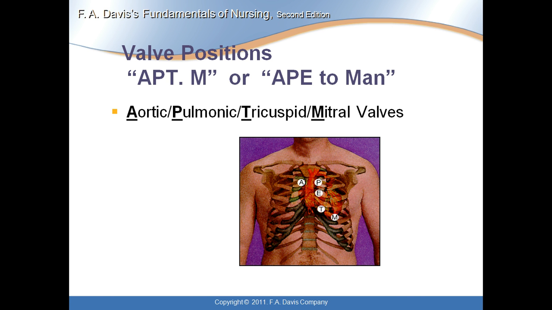The aortic and pulmonic are usually on either side of the sternum, and then Erb's point is below that. Then you've got the tricuspid and mitral valves kind of following down more on the left-hand side.